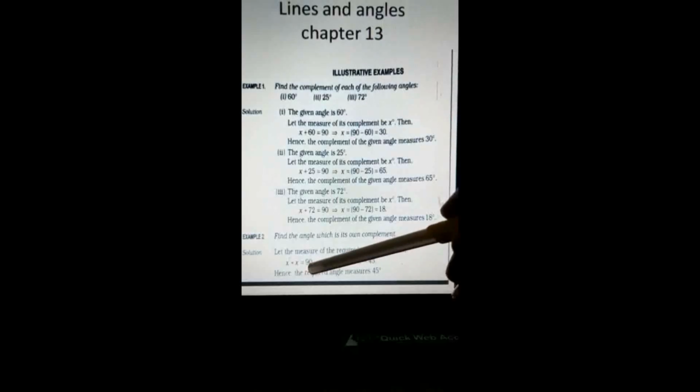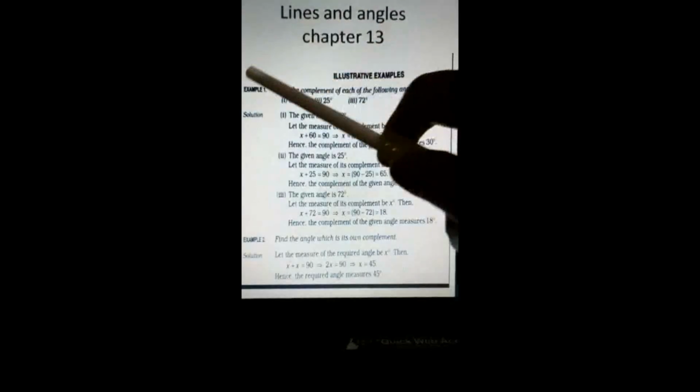Now, see example number 2. Now, find the angle which is its own complement. Now, whenever the angle is its own complement, that means two angles should be equal. So let the measure of the required angle be x degree because both are equal. So then x plus x is equal to 90. That means 2x is equal to 90. So what is x? x is equal to 45. Why? Because we divide 90 by 2. That is equal to 45. Hence the required angle measures 45 degree.